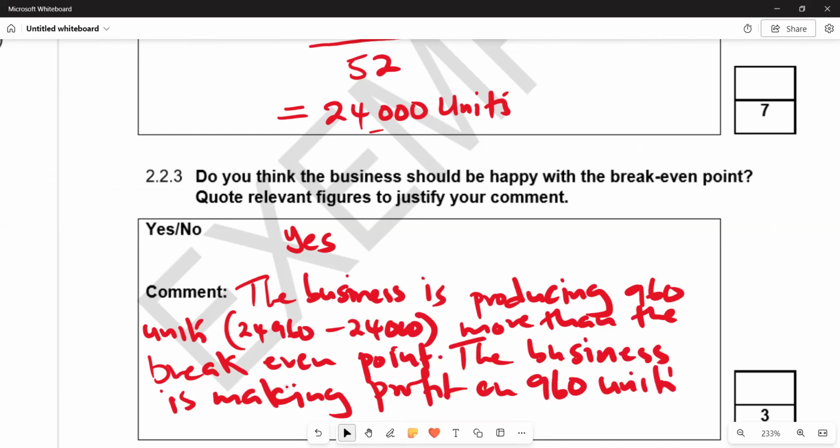The same applies when we are producing at a level that is less than the break-even point. The number of units that we are producing less than the break-even point indicates the number of units that we are making a loss on. Because when we are producing less than the break-even point, we are making a loss. So if you are asked to calculate the number of units that we are making a loss on, you just say the break-even point minus the number of units that we are producing, and the difference indicates the number of units that we are making a loss on. So this is what we have, guys, according to this video.